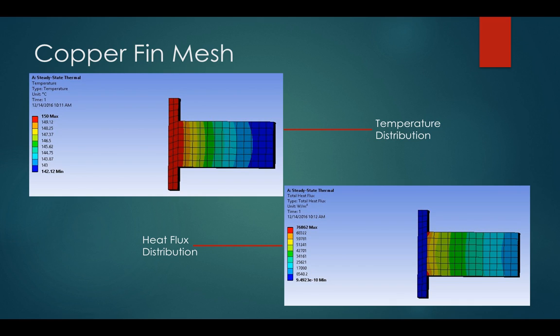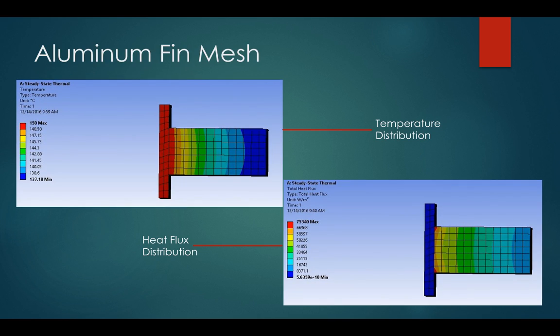On the left, you can see the temperature distribution from ANSYS Workbench of the copper fin. It has a minimum temperature of 142.12 degrees C at the end, and on the right you can see the heat flux distribution. On the left of this slide, you can see the temperature distribution from ANSYS Workbench of the aluminum fin. It has a minimum temperature of 137.18 degrees Celsius at the end, and on the right, you can see the heat flux distribution.